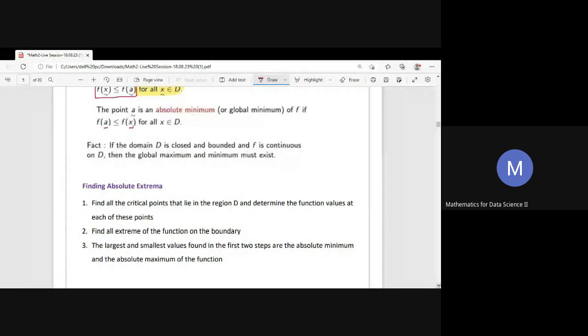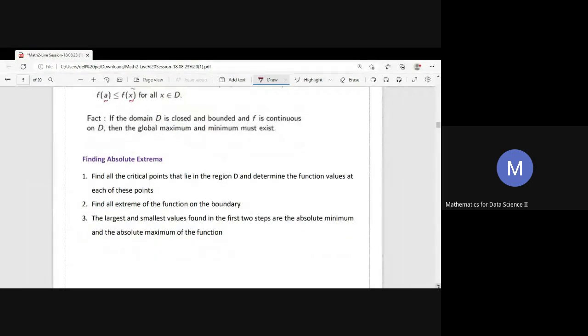Now, what are the steps involved in finding the absolute extremum? First, you have to find the critical points that lie in the region D. How do you find the critical points? You find the gradient function, equate it to 0, and solve for it, and the points you get are the critical points. Whatever points you get here, you determine the value of the function at these points.